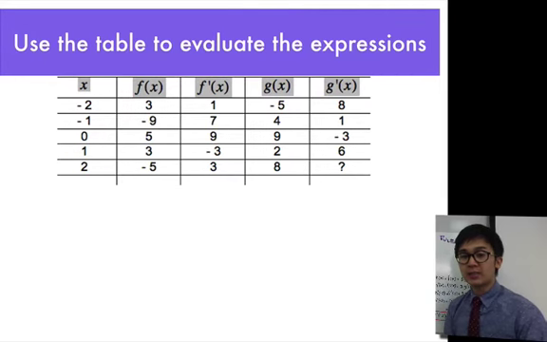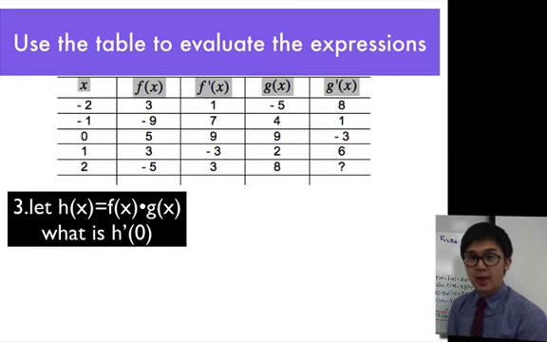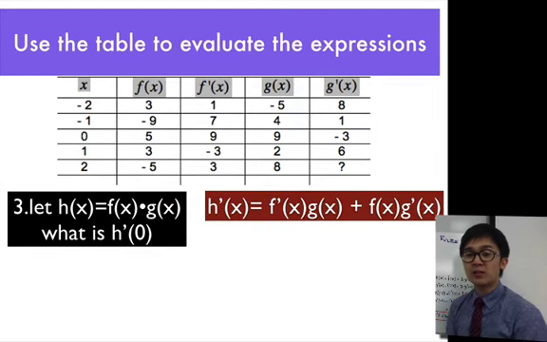Now let's have another example. In this example, h of x is equal to f of x times g of x. Now, we're asked to find h prime of 0, so we need to find the derivative of our function. And we know that f of x times g of x requires the product rule, so we can evaluate h prime of x. By the product rule, all we need to do is to find the derivative of f of x times g of x, or just copy g of x, plus f of x times the derivative of g of x.